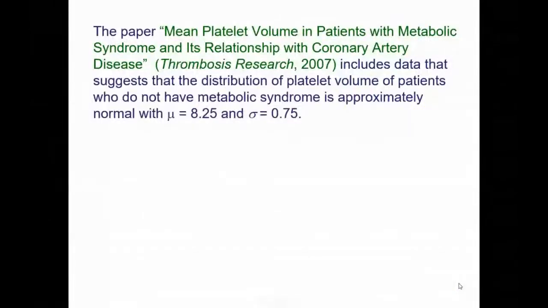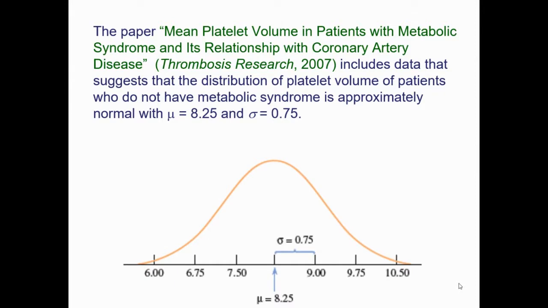Okay, so let's look at an example. The paper, the mean platelet volume in patients with metabolic syndrome and its relationship with coronary artery disease. That's a mouthful of a title. It includes data that suggests that the distribution of platelet volume of patients who do not have metabolic syndrome is approximately normal, with a mean of 8.25 and a standard deviation of 0.75. So there's our nice, pretty graph it gave us. It went on and did it for us.